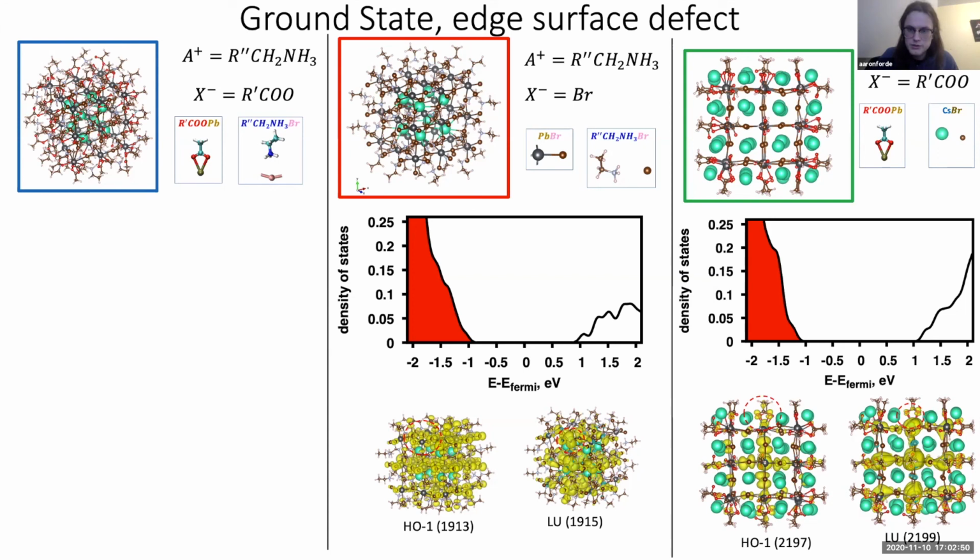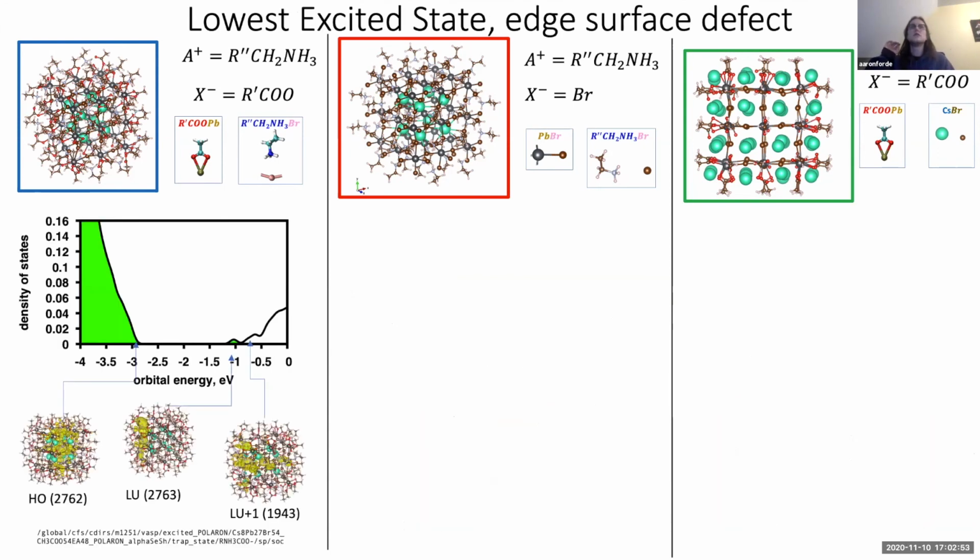So then the last slide I had for looking at defects considers the lowest excited state electronic configuration, where you have edge surface defects. And this is a model where we start to see the formation of surface trap states, from visualizing the density of states and accompanying that by looking at the orbitals.